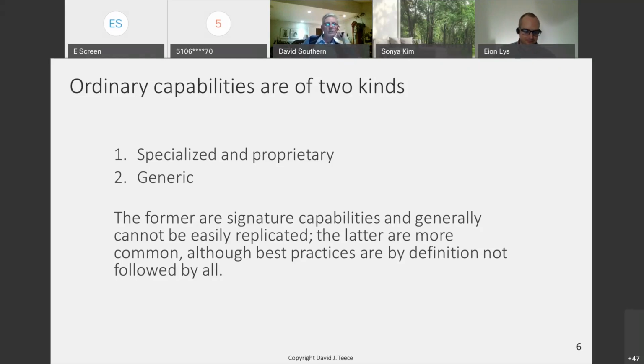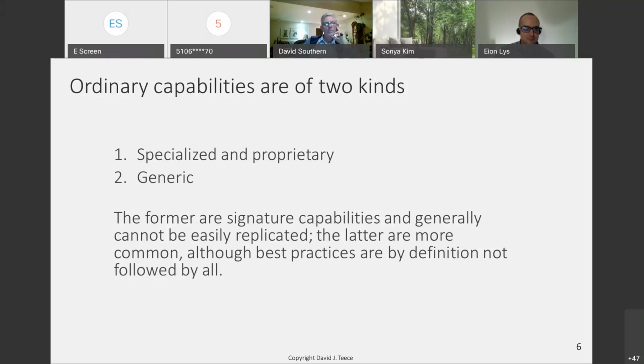So some ordinary capabilities are specialized and proprietary, and some are generic. And those generic ones you can learn in business schools, and you can learn in engineering schools. You go to school and you learn ordinary capabilities of a generic kind. You may learn just a tad that's specialized, but most specialized and proprietary ordinary capabilities are developed inside organizations.